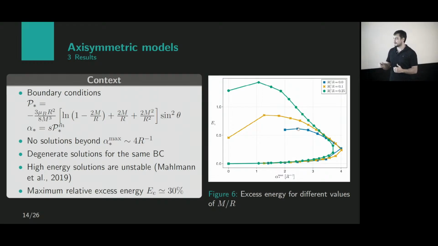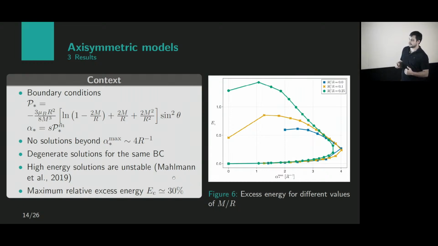So you probably reconfigure your magnetosphere way before achieving this state. If you discard all these unstable solutions and consider only the stable ones, the maximum excess energy that you can find is roughly 30%.